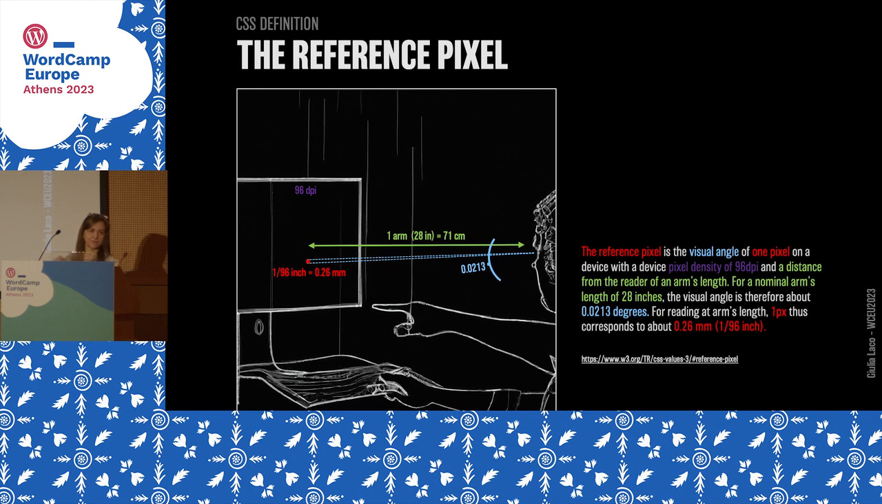I used DALL-E 2 to figure out an image, maybe, but I don't know if it helps. They introduced this concept of the reference pixel, which is the visual angle of one pixel on a device with a pixel density of 96 dpi, imagine an old screen with 96 dpi resolution, at arm's length distance. That's a pixel. It's an angle to see that point. So it's just a convention.